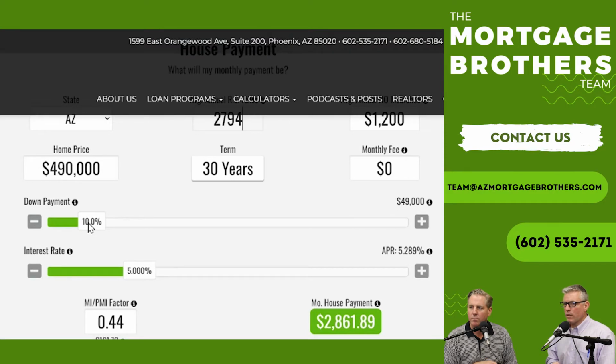You can put your down payment right here. You can adjust this. It's great. You can see that change. And what you'll notice is right down below where it says MI PMI factor. What's that?